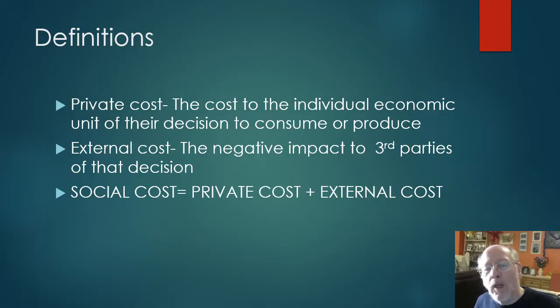Quick reminder. The private cost is the cost to the individual economic unit of their decision to consume or produce. So for example, if you buy a Mars bar, the private cost is going to be, say, 50p. If a firm decides to produce a Mars bar, their marginal cost is probably going to be about 20p. The external cost is the negative impact to other people, third parties involved in that decision. The social cost, in other words, the economic cost, is the private cost plus the external cost.